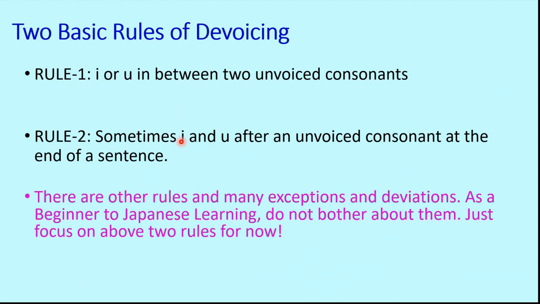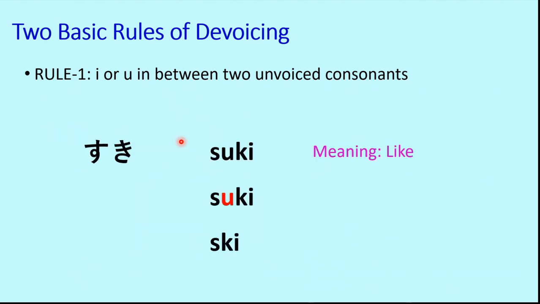Before that, there are other rules and many exceptions and deviations, as I mentioned in one of the previous slides. As a beginner to Japanese learning, do not bother about them. Just focus on the above two rules for now and you should be good. So let's start with rule one, E or U in between two unvoiced consonants.